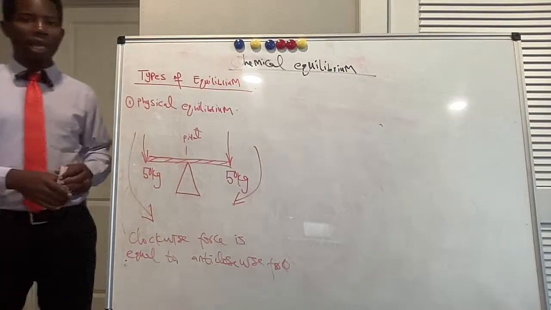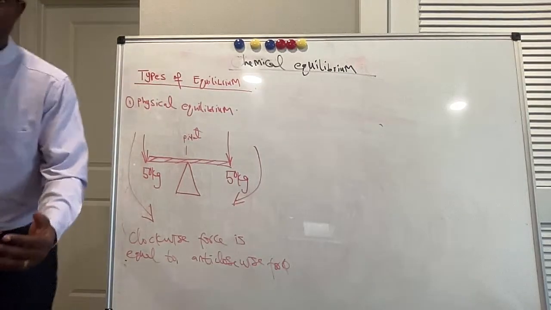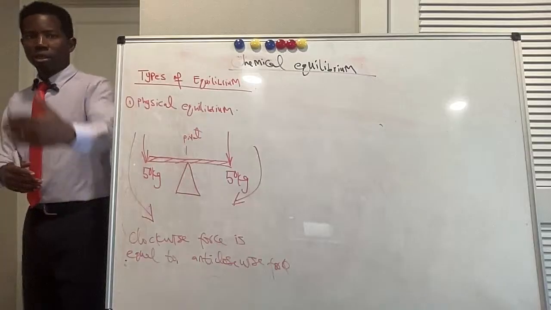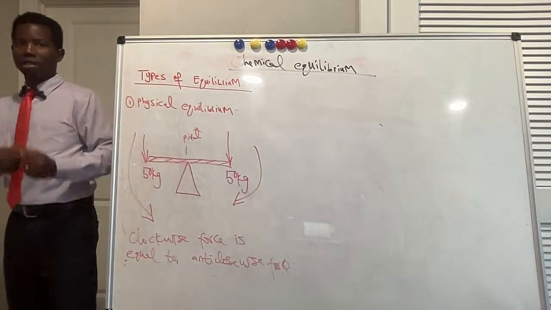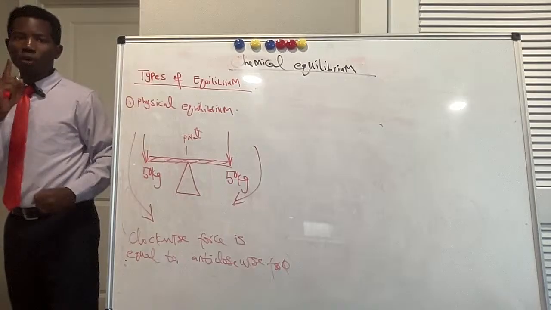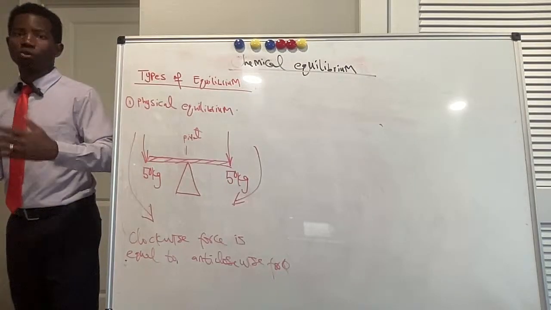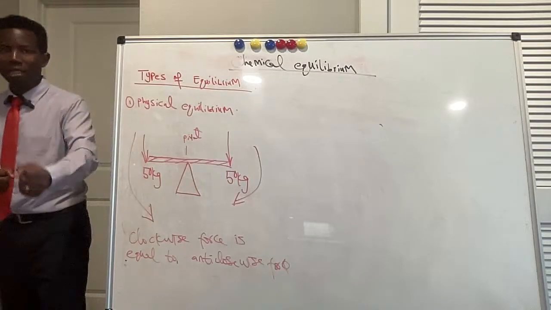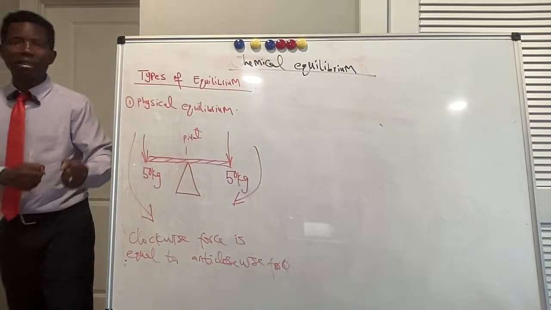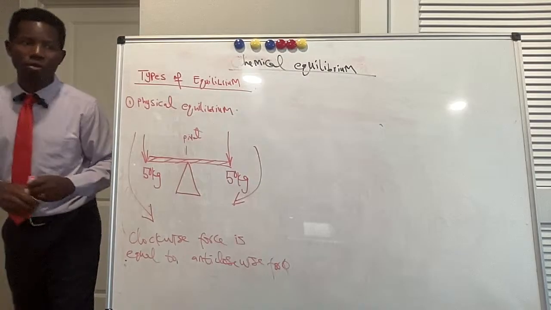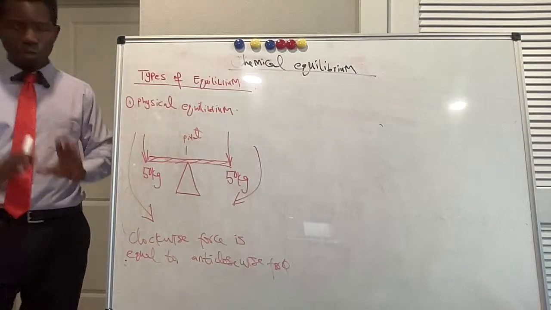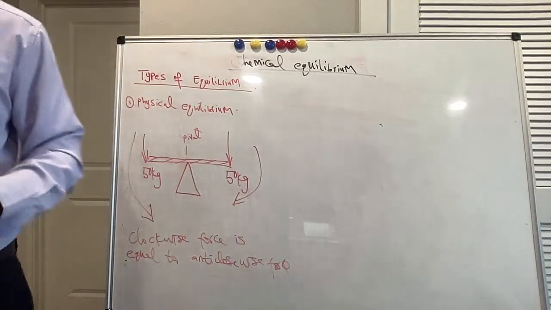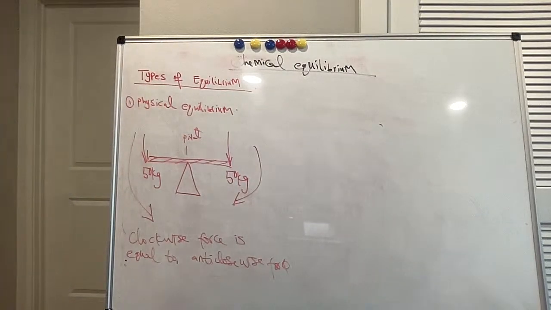Another type of equilibrium is like when we have three persons on the other hand, and they are dragging a rope. If the weight of the one person is equal to that of the three persons, they will remain in the same position. That is what we also call static equilibrium. They are in equilibrium.